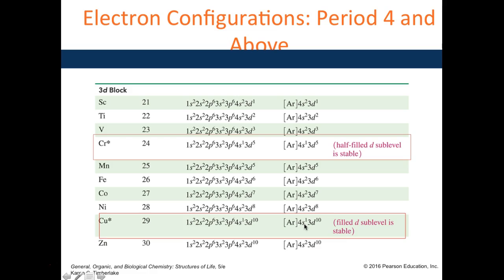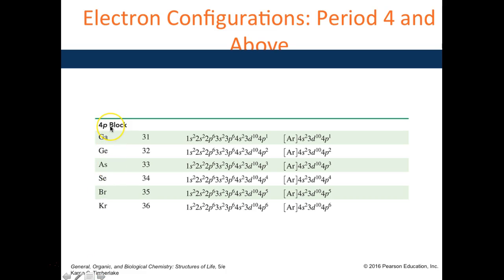Now the same thing happens in copper. It should have been 4s2 3d9, but that would have left one orbital without a partner while all the other d orbitals are fully filled. So if you have a half-filled s and a fully filled d, that is more stable than having a fully filled s and one single orbital in the d that is partially filled. All right, so those are the 2 exceptions.